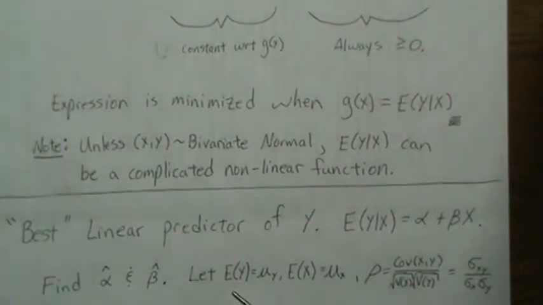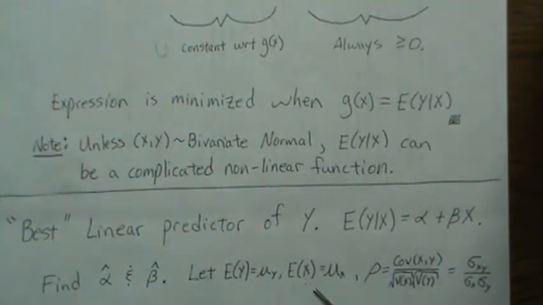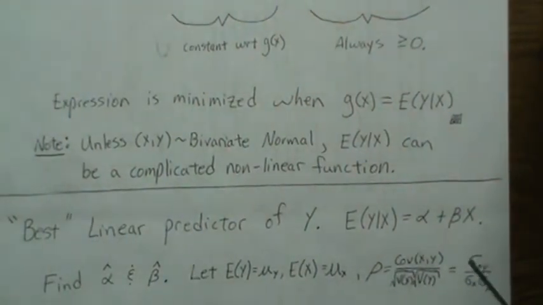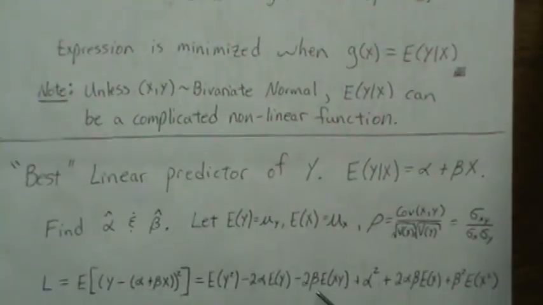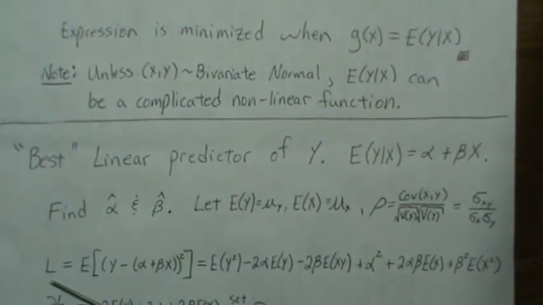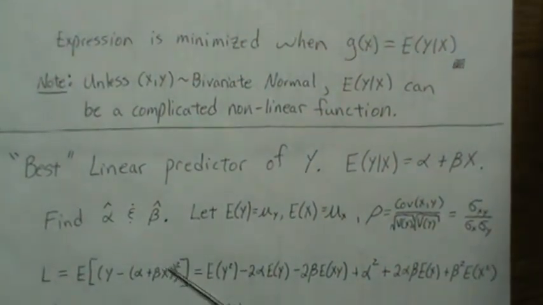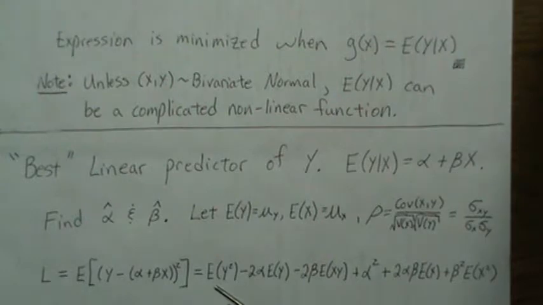So to develop some notation, the mean of y is mu y, the mean of x is mu x. The correlation, by definition, is sigma xy divided by the standard deviations sigma x and sigma y. So as before, we want to minimize this expression. First of all, I want to square it, there are 3 terms here, and then bring in the expected value, and we get this.